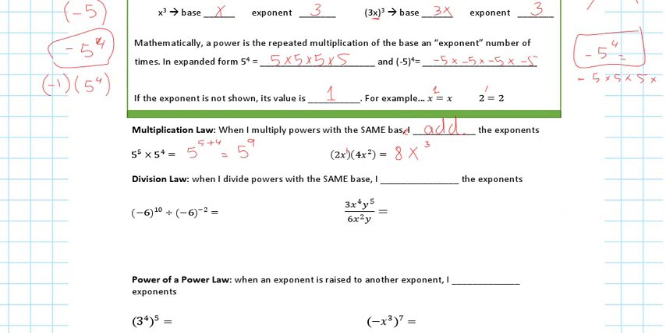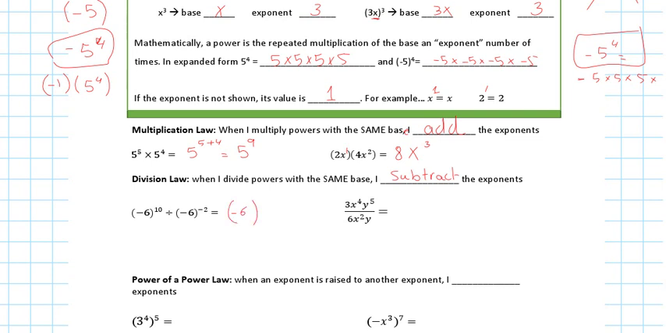All right. If I have the same base, when I divide the powers, I subtract the exponent. So remember, I must have the same base. So if I have negative 6 to the power of 10 divided by negative 6 to the power of negative 2, remember that your base here is what? Negative 6, right? Because it's in the bracket. So you're going to keep your base.